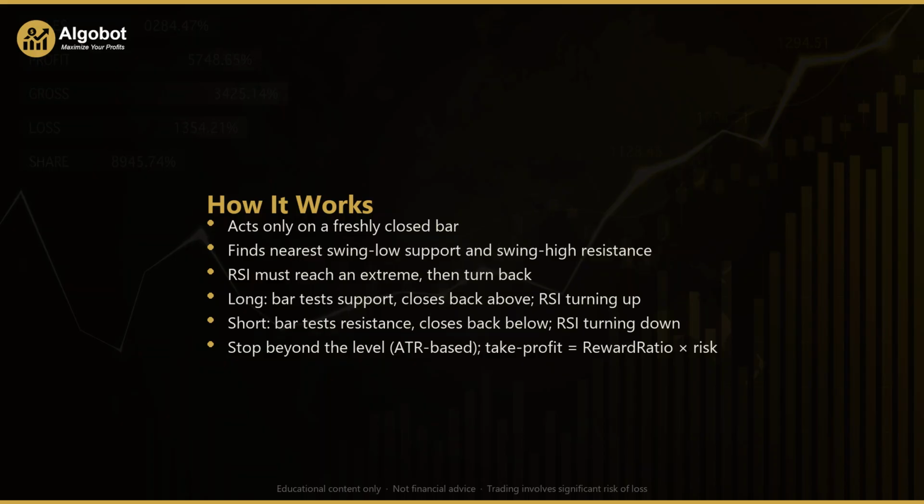Finally, risk management. For a long, the stop loss sits below support by the StopAtrMult multiple of ATR, one full ATR by default, because price trading beyond the level means the structure has failed. For a short, the stop sits the same distance above resistance. The take profit is then placed at the reward ratio multiple of that stop distance, 1.8 by default. From there, the structural stop and target manage the exit on their own.